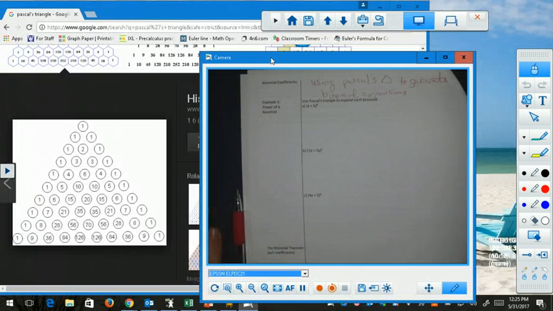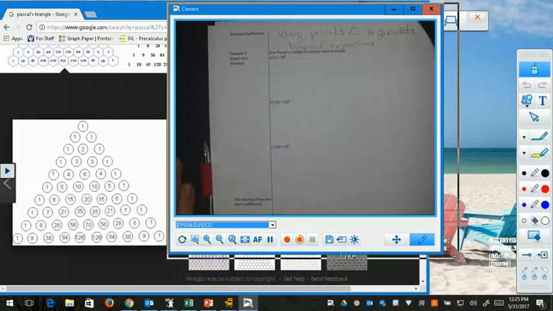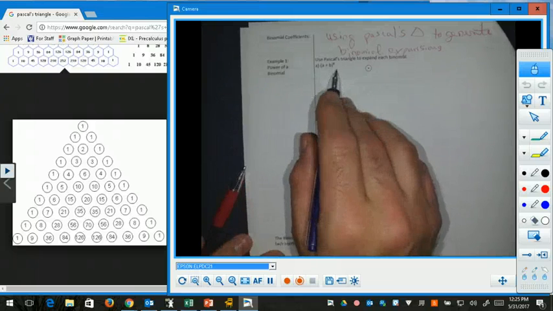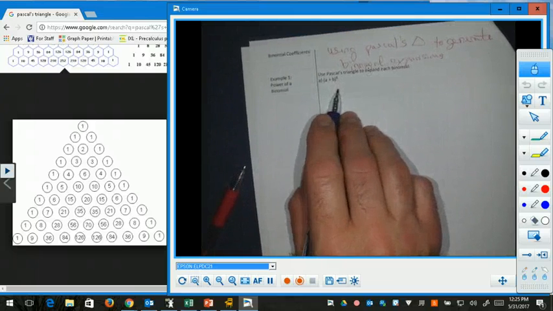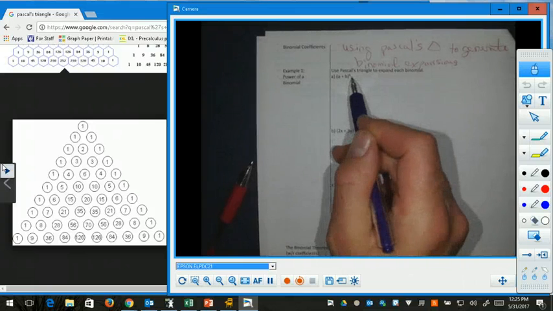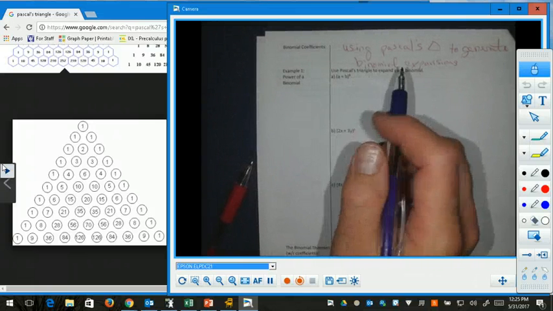So as I go to do this, let me just extend this window a little bit. I actually want the 8th row. If you look back at the first page, when I had a plus b to the 0, the answer was 1. It came from the 0th row. A plus b to the first was 1a plus 1b. That was row 1. A plus b squared was a squared plus 2ab plus b squared. So the exponent that we see right here corresponds with the row of Pascal's triangle.